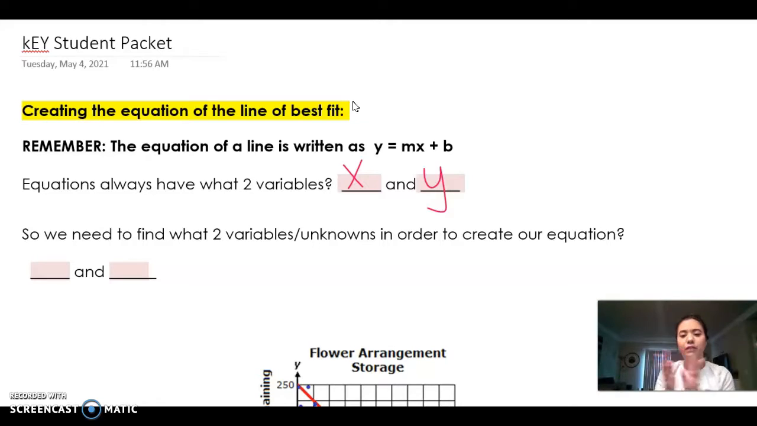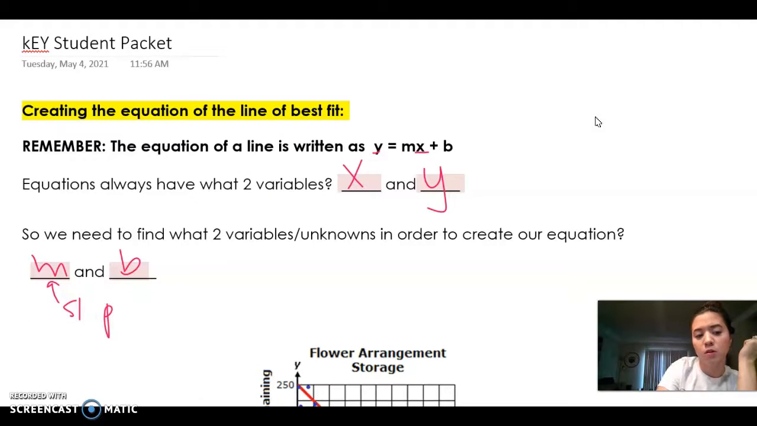So that means we need to find what 2 variables to make our equation? Our equations always have y and x, but what 2 things do we need to find? B and m, or m and b. What did m represent again? Our slope. And then b was our y-intercept.